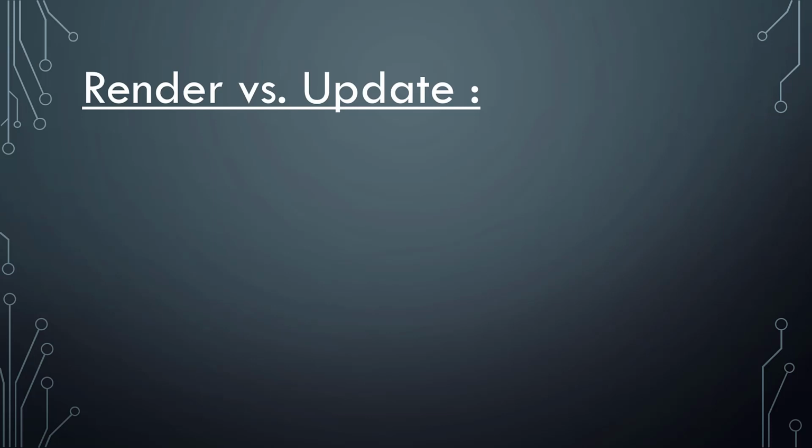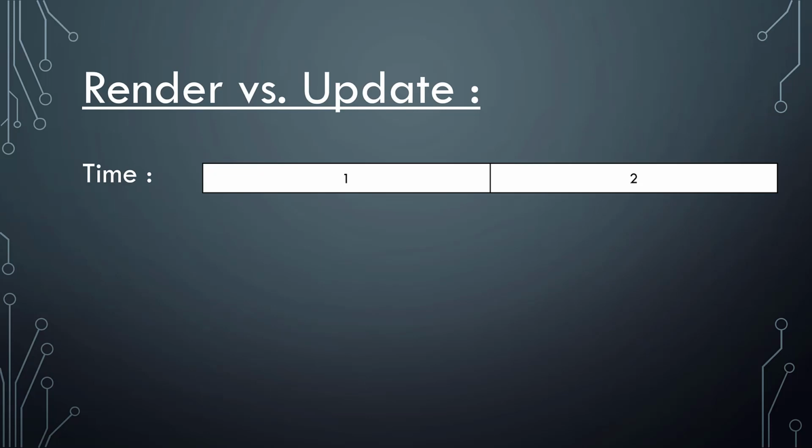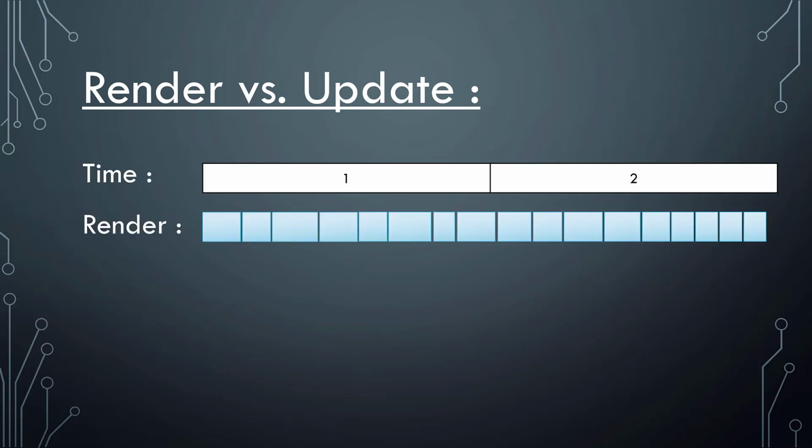Hello everybody. In this video I wanted to talk a little bit about the issue of refresh rates of rendering versus update, which is moving stuff in the scene. So say we have this timeline and have 2 seconds and we're rendering, and the renders just take some random amount of time for each frame.